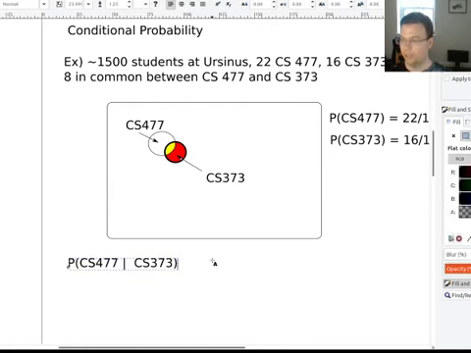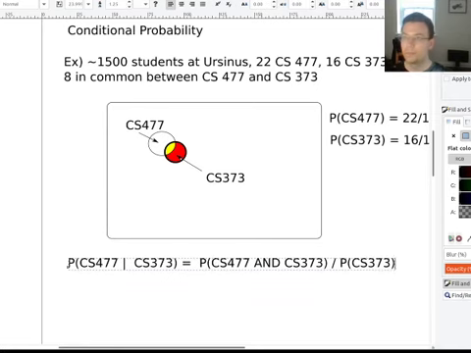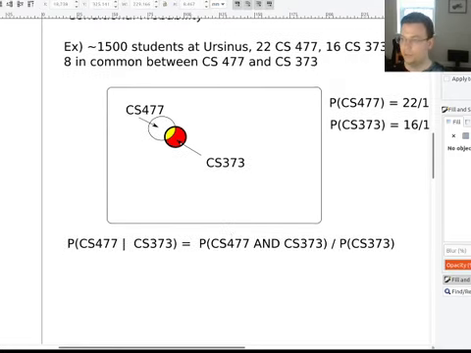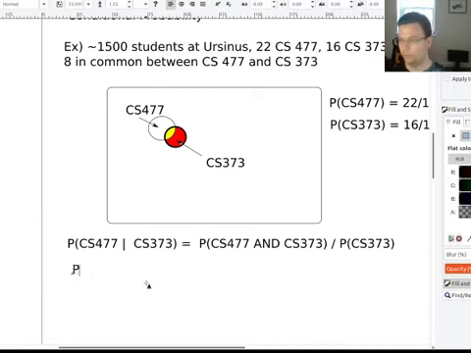So if I write this out formulaically, what it's going to be is the probability that we're in CS477 and we're in CS373, which is the overlap, right? So it's the overlap divided by the constraint, the part of the space that we're constraining to. So the probability of CS373. Okay, so this is the formula for conditional probability. So in general, P(A given B) is equal to P(A and B), sometimes written with a comma to say it's A and B, over the probability of B.